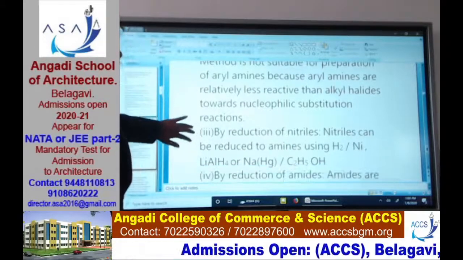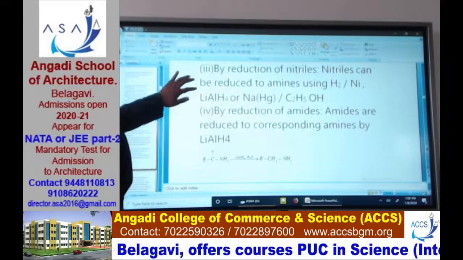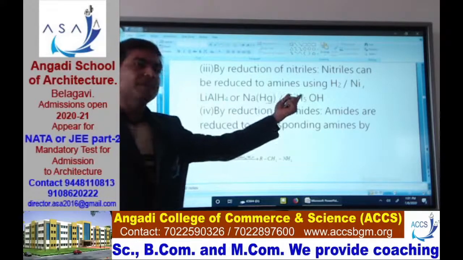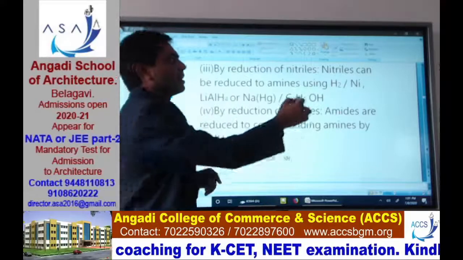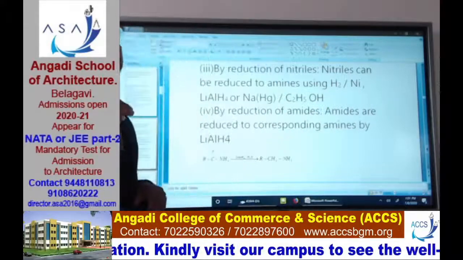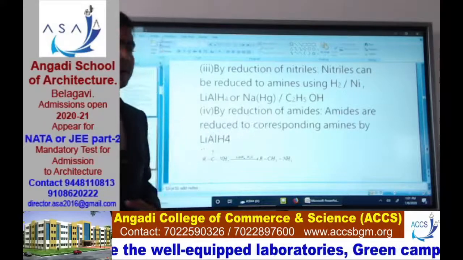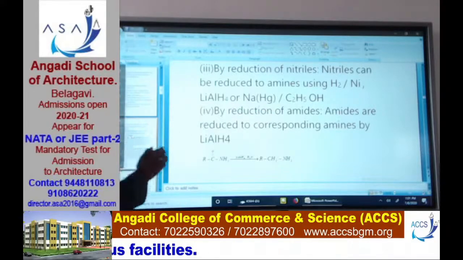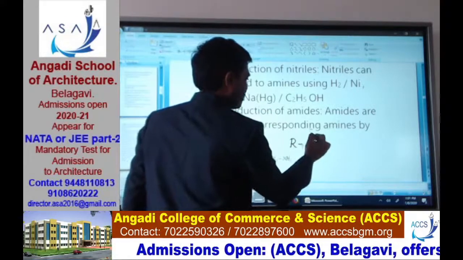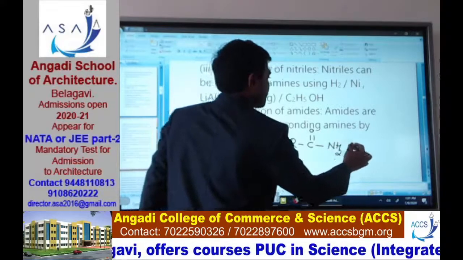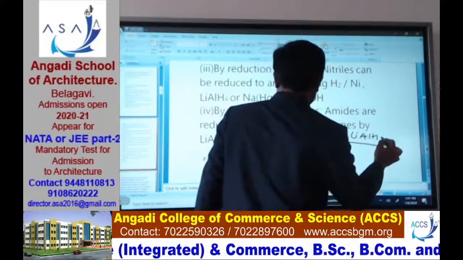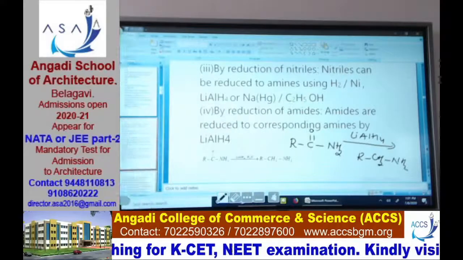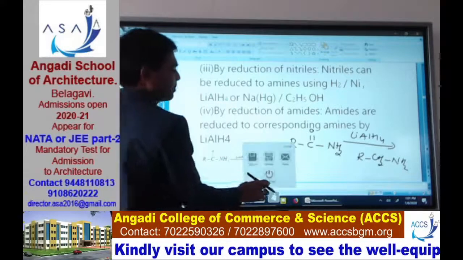By reduction of nitriles, next method we go for reduction of nitriles. How to do that? Nitriles can be reduced to amines using hydrogen and nickel, lithium aluminium hydride, or sodium mercury amalgam in the presence of ethanol. Nitriles means what is the formula? RCN. We are getting the compound by reduction. You can also take the amide compounds and directly convert them. If you are not able to see this reaction, I will write RC double bond O NH2 in the presence of LiAlH4, we get the compound RCH2NH2. That is called a primary amine. By this method also we can prepare the amines.